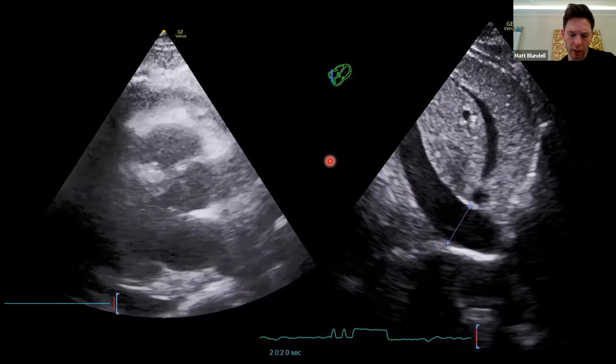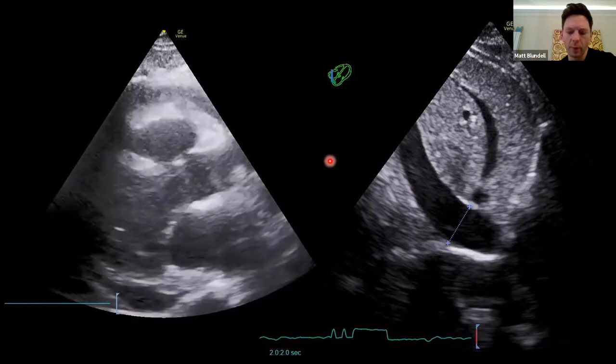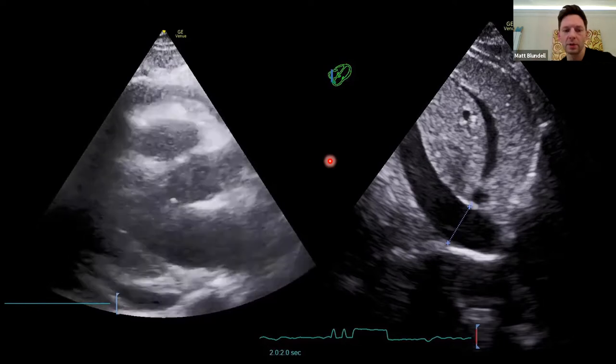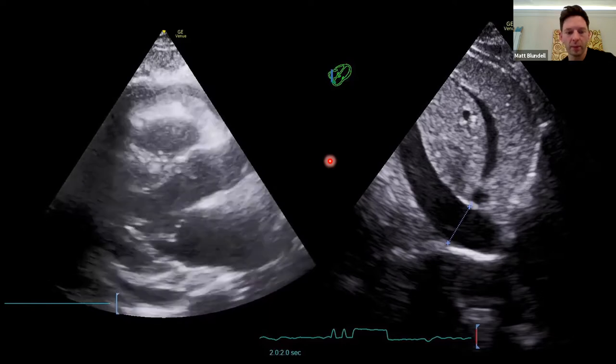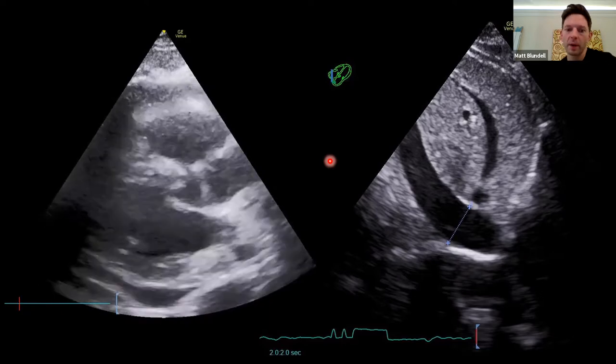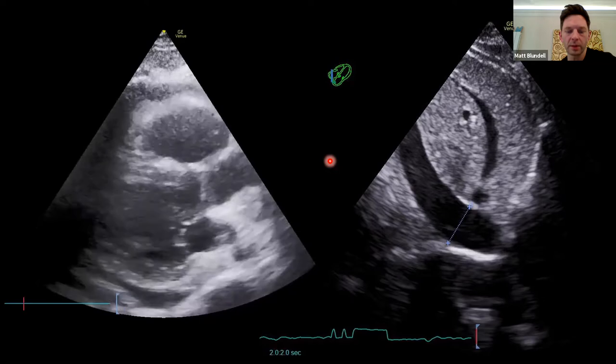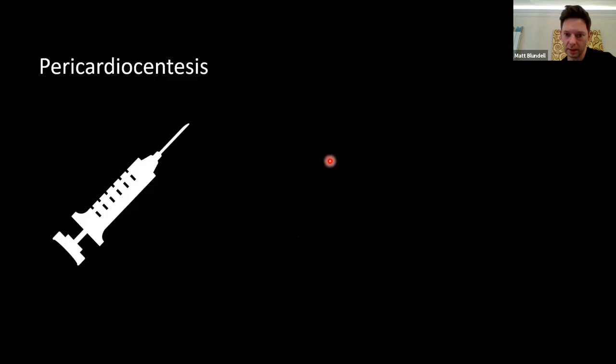As I showed previously, lots of patients with tamponade aren't ever actually hypotensive. So you'd argue that you actually want to do a pericardiocentesis in a controlled fashion before they get to the point where you're having to do a crash pericardiocentesis when they do drop the blood pressure, because when that happens, they're pretty much peri-arrest.